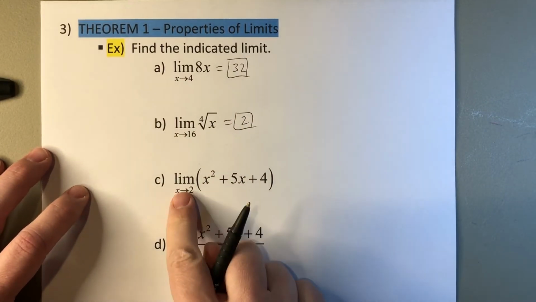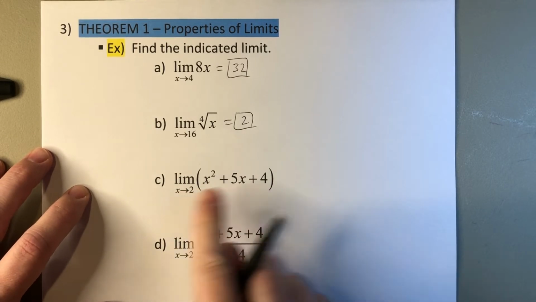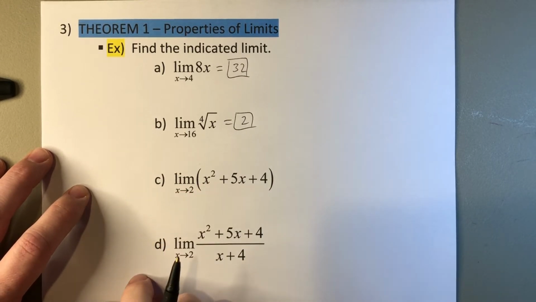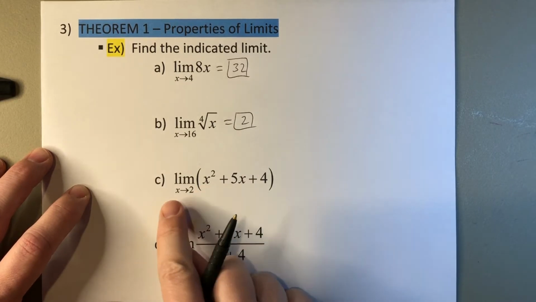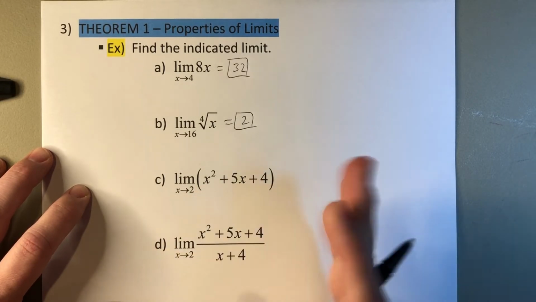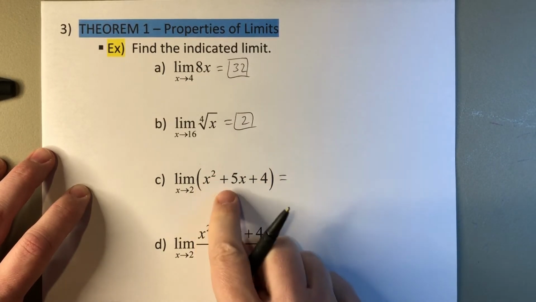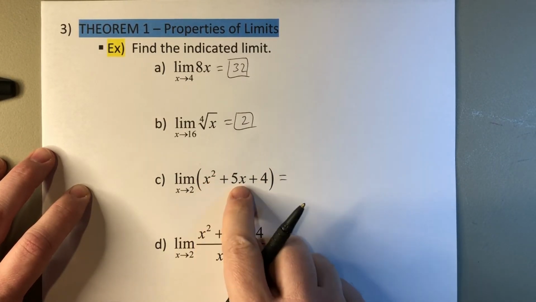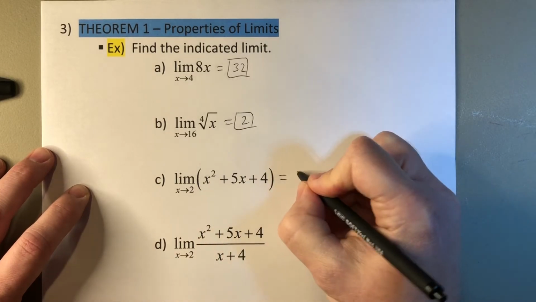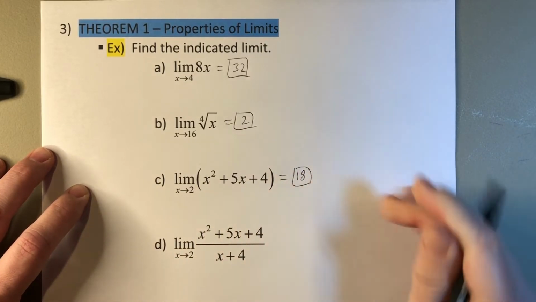All right, what about this one? The limit of this quadratic function as x approaches 2. Well, can you replace every x here with a 2 and simplify it and get a real defined answer? Well, sure you can. And I believe that's what? 2 squared is 4 plus 5 times 2. That's 10. That's 14. 14 and 4 would be 18. 18 is your answer there.